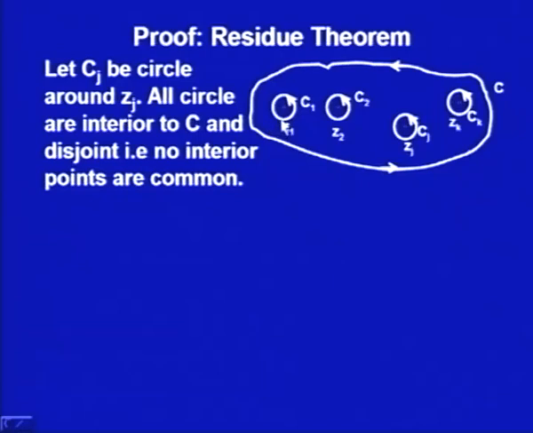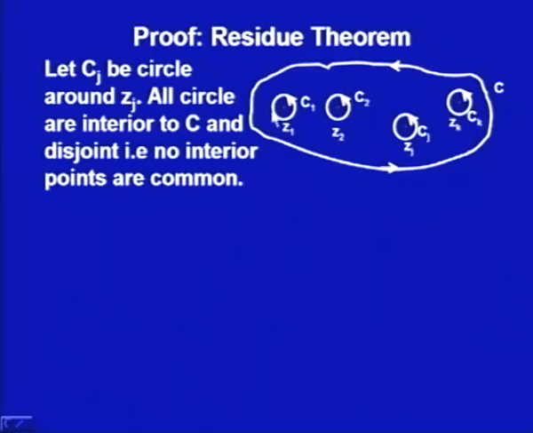Now, let us take a circle around each z j with some radius, say r j or rho j. Since this is an isolated singularity, we take this circle so small that there is no other singular point interior to this circle C 1. That means, in general, for each z j we take a circle so small that there is no other singular point interior to that C j.